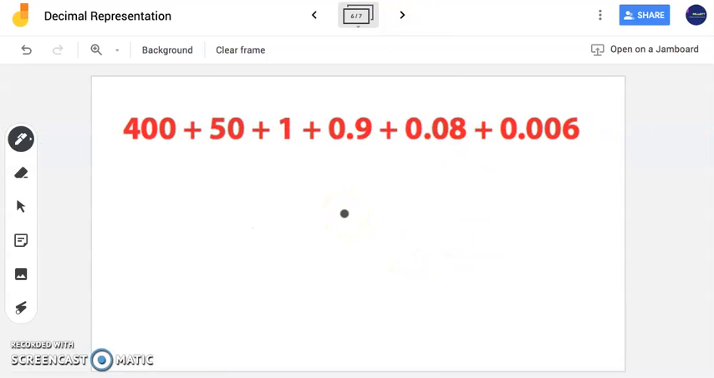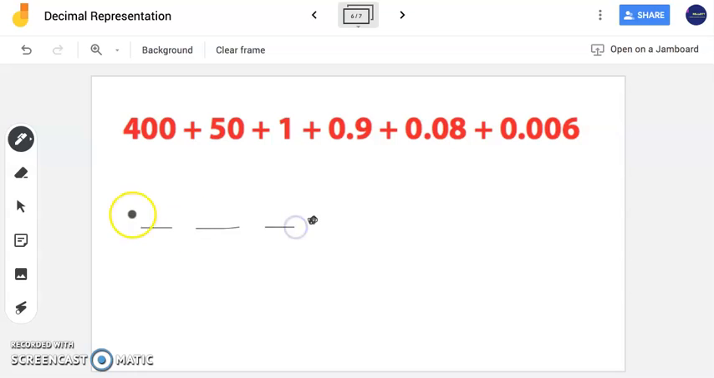Now in this problem, we have another number written in expanded form. This time, instead of fractions, I see decimals. My goal is to write this number now in standard form. So I see all these whole numbers here, so that means I'm going to have a decimal point, because then I see decimals that are less than 1, which is a piece of a whole.